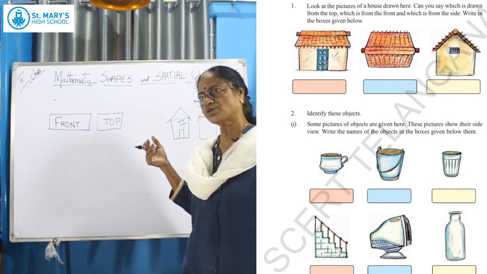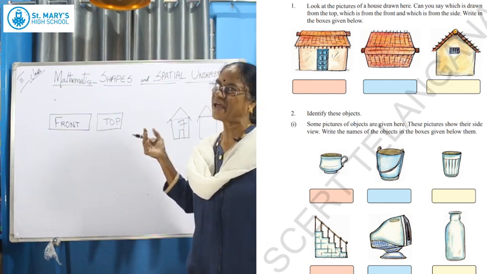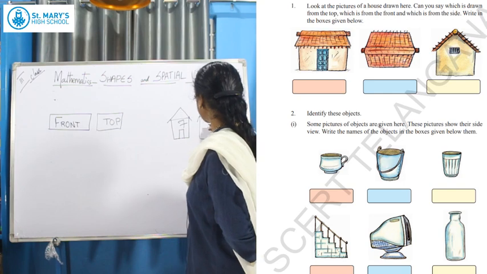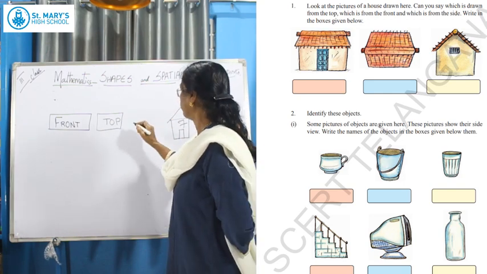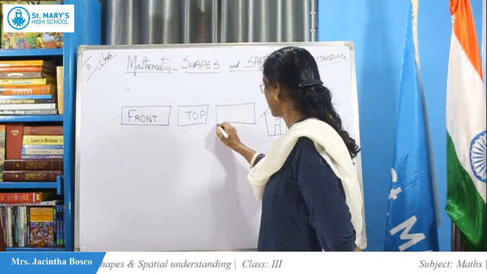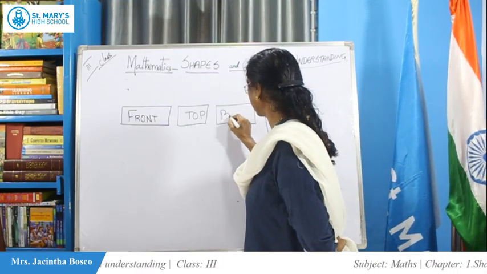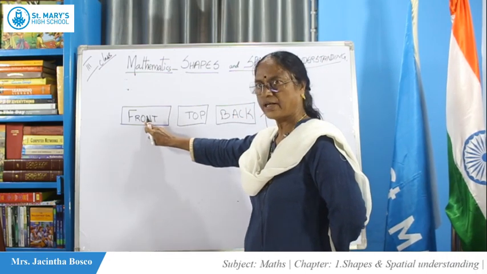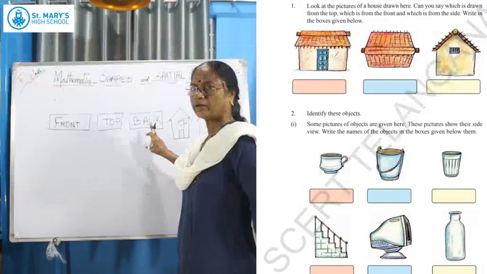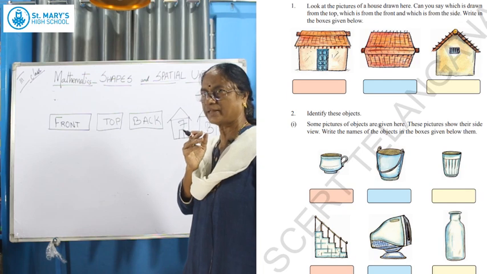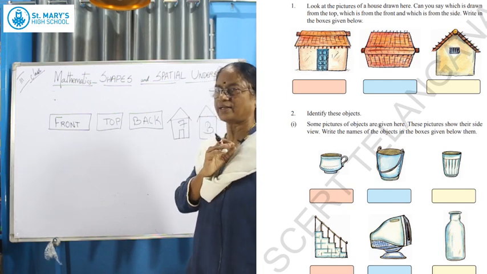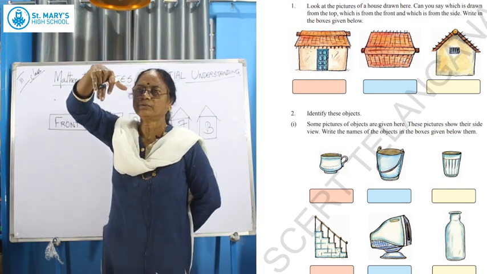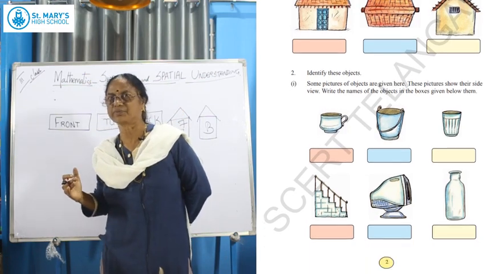Now, next picture you see. That is back view, okay, this is the back side of the house. This is not the side. This is the front of the house, front view, top view, back view. And side view is not given there. Side view is different again. Okay? So, you can have front view, top view, back view and side view.